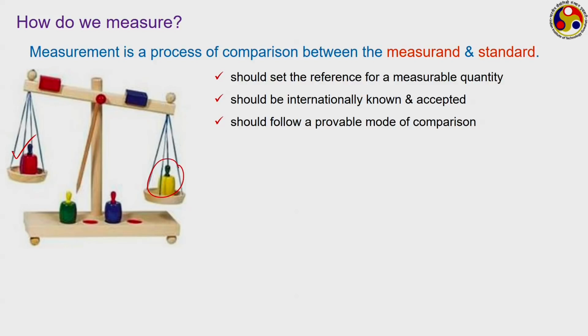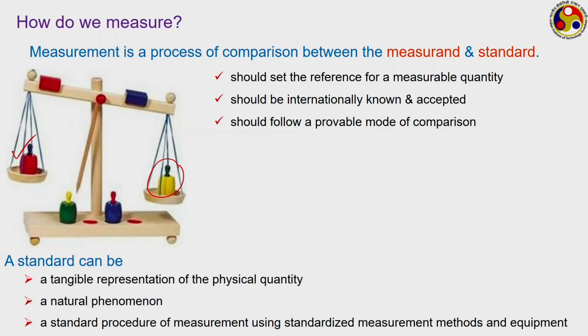Now, what can act as a standard? We can take several things like a tangible representation of a physical quantity, or a natural phenomenon which has to be repeatable and very reliable, and then that can act as a very good standard. A standard procedure of measurement using standardized measurement methods and equipment can also sometimes be selected, but nowadays we mostly prefer to go by this.